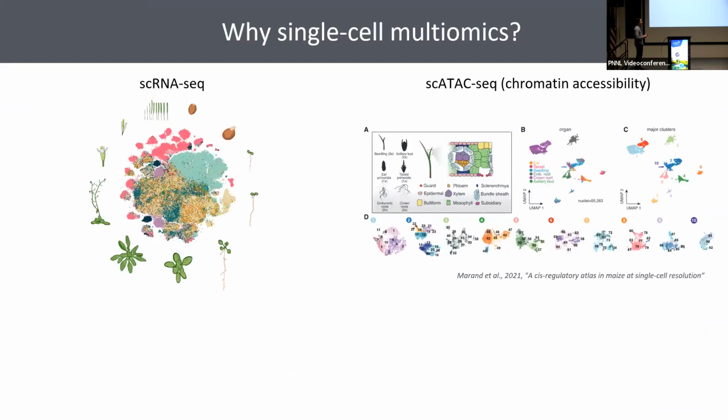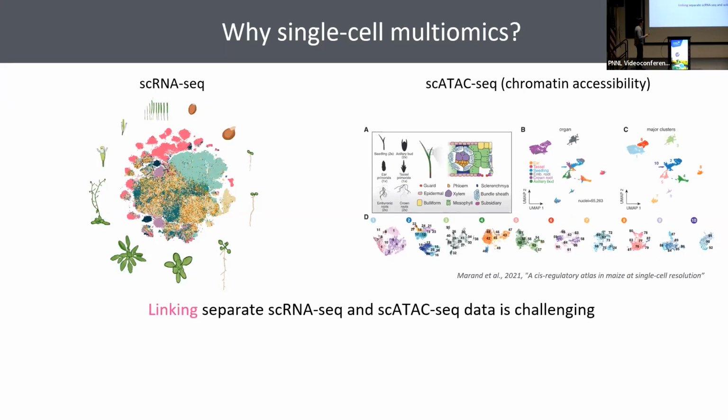And as Mark mentioned, the chromatin accessibility can be analyzed at the single cell level using single cell ATAC-seq. For the transcriptome, of course, single cell RNA-seq can be used. Both approaches have been successfully applied to plant systems, which is great. However, when you have those two separate data sets, the challenge is that linking those two modalities is quite difficult.